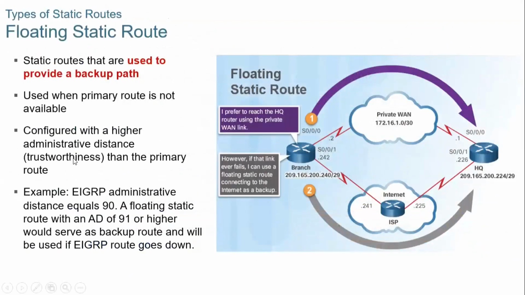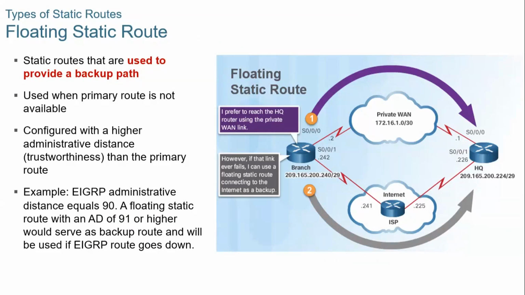Okay. A floating static route is used to provide a backup path. It is used when the primary route is not available. Now, if you remember from our discussion in our last class, we talked about the administrative distance of the routes. EIGRP, the AD is 90, RIP, the AD is 120, OSPF, the AD is 110, directly connected route, the AD is 0, static route, the AD is 1. And the smaller the AD number, the higher the trustworthiness of that link.